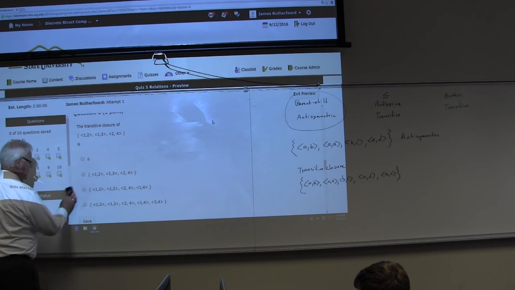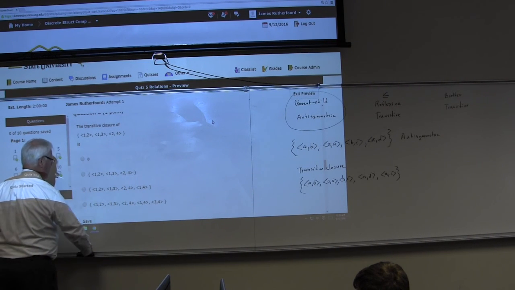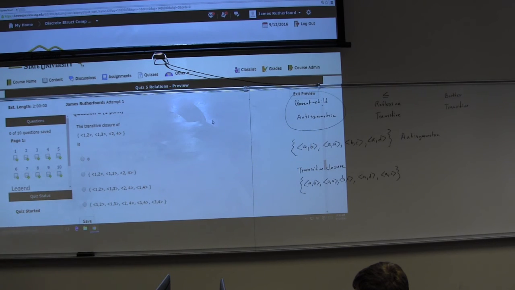Now, what about transitive closure for this set here? Do I have any beginnings of a transitive string? 1, 2, and 1, 3. 1, 2, and 2, 4. Right. Got it? Okay. And that's very common to see that way.